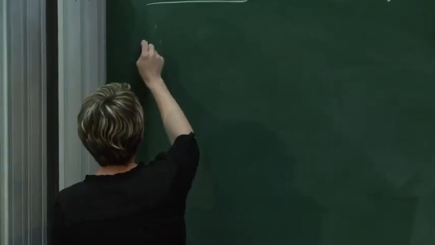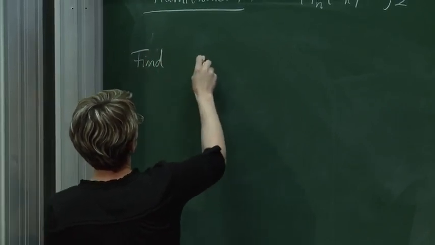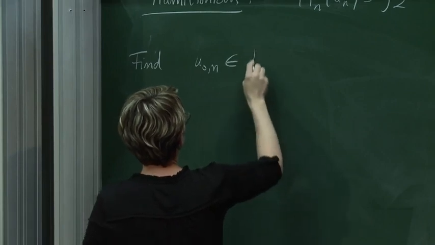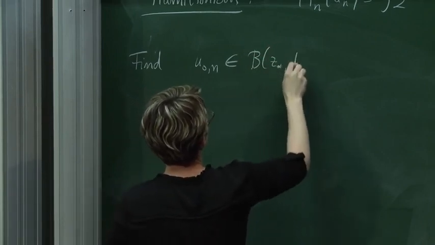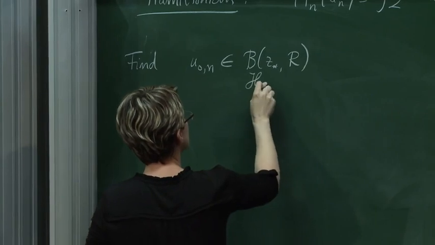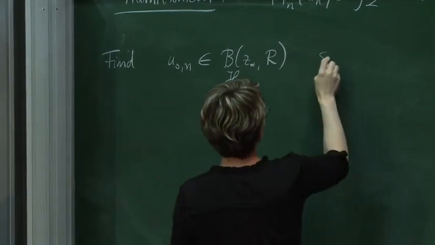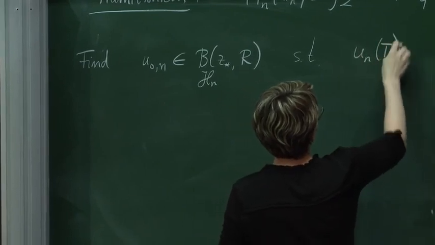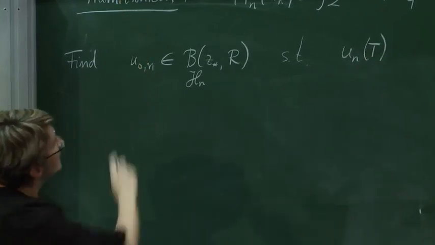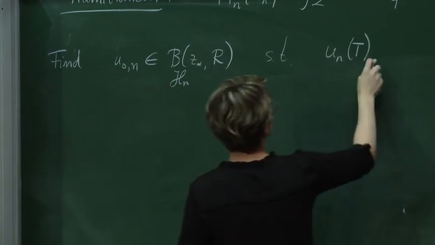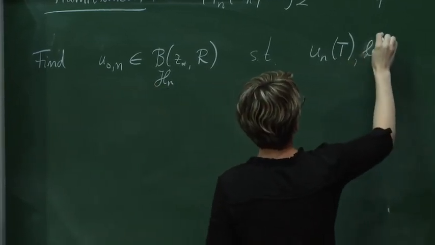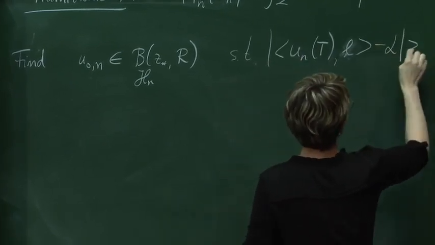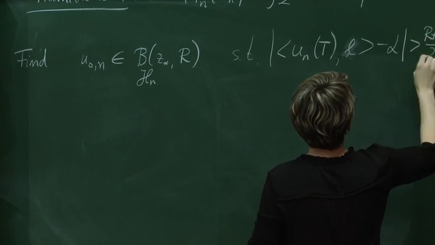Okay, so I can find u_0^N living in the ball centered at z star of radius r, where this ball is in H_N, such that the solution corresponding to this initial data to NLS_N at time capital T lies outside a cylinder. Okay, and I'm going to take my cylinder to be a little bit bigger, right? So this is bigger than, let's say, r plus r over 2.